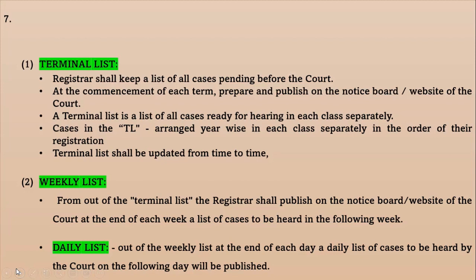Then comes the weekly list. Alright. From out of the terminal list, the registrar will be publishing a list of cases to be heard in the following week. That will be known as the weekly list. Again, now come to the day-to-day basis. Out of the weekly list, what is the daily list? Out of the weekly list, at the end of each day, a daily list of cases to be heard by the court on the following day will be published.